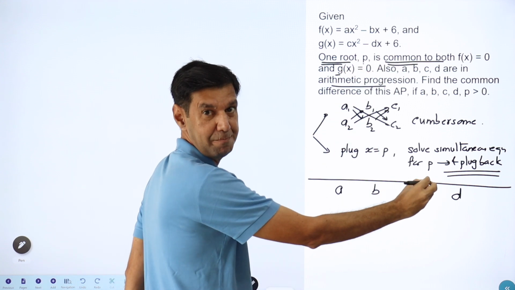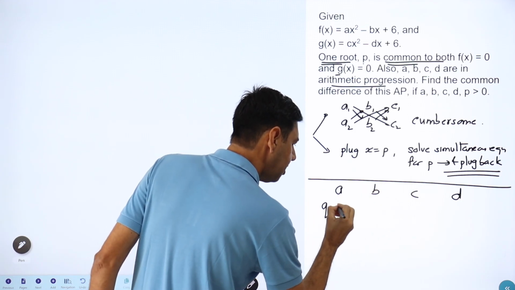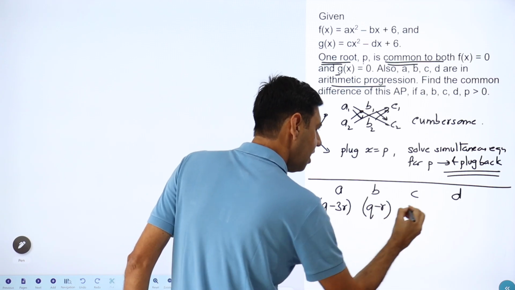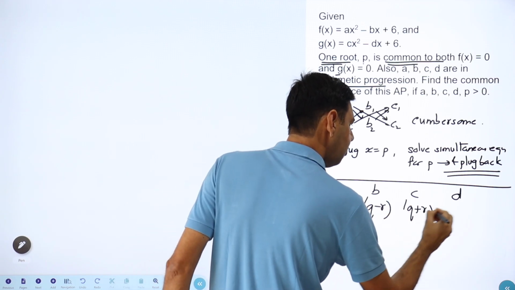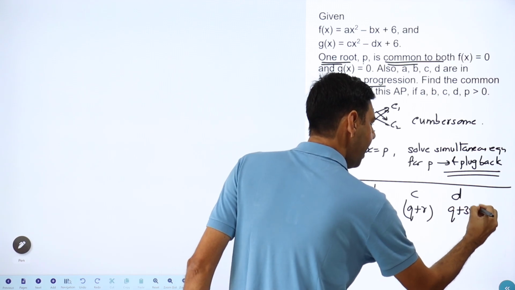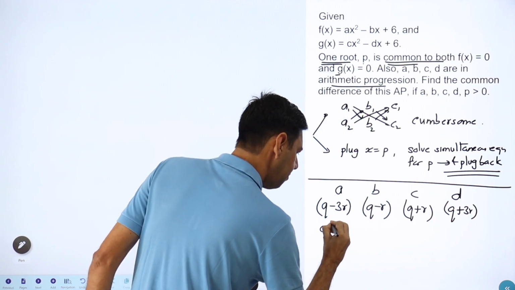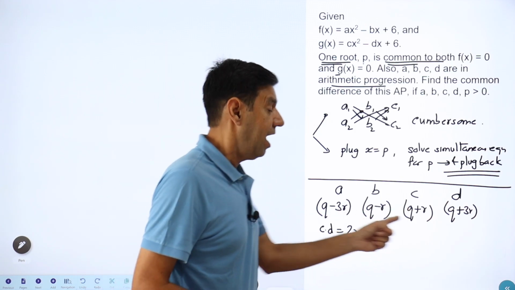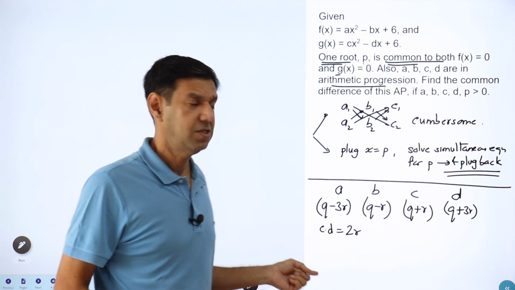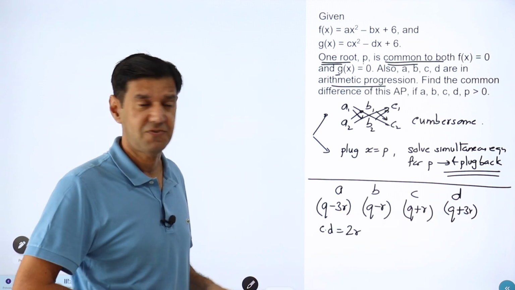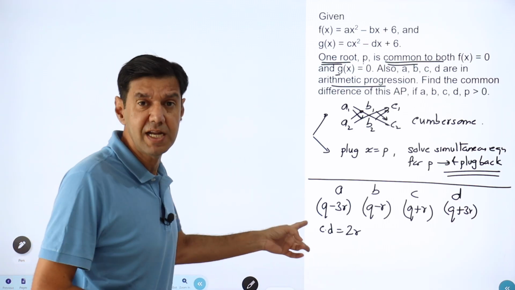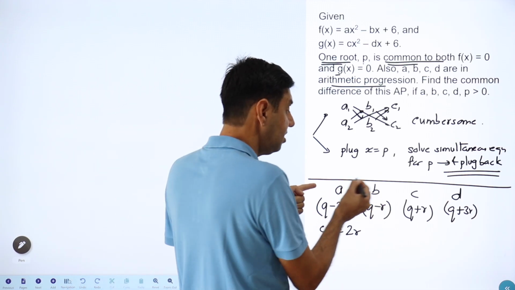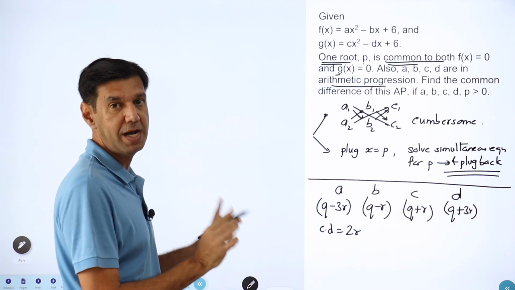4 numbers in an AP can be assumed as Q minus 3R, Q minus R, Q plus R, and Q plus 3R. And here remember the common difference, many people will make a mistake, is 2R and not R. This is a very standard technique of using 3 numbers, 4 numbers, 5 numbers in an AP. So I am not doing anything new, and this should strike a well prepared student, yes. And what helps you is instead of 4 variables, now there are only 2, Q and R.